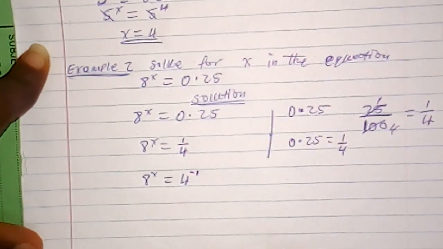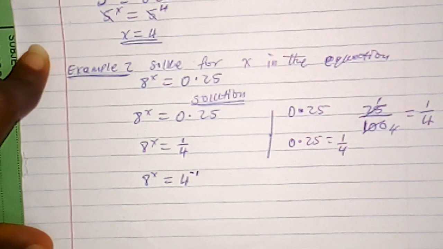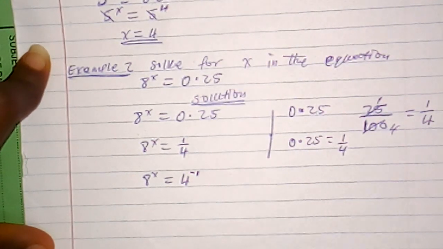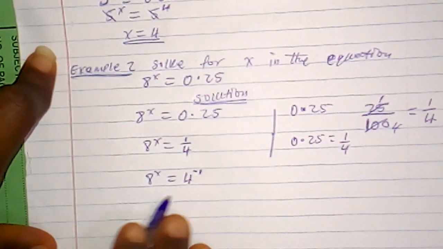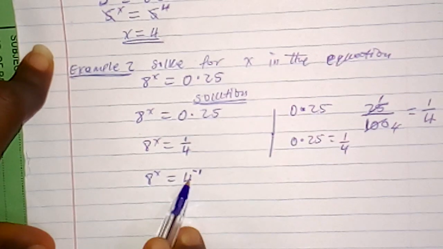Now, after we have removed the decimal, second, we remove the fraction. Third, what are we going to do? We are going to simplify the base. Base 4, do you see base 8 here and base 4 here?